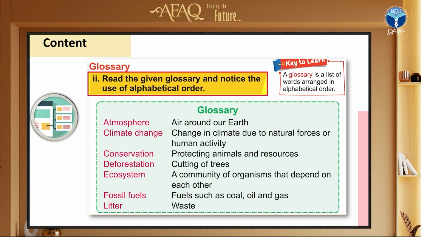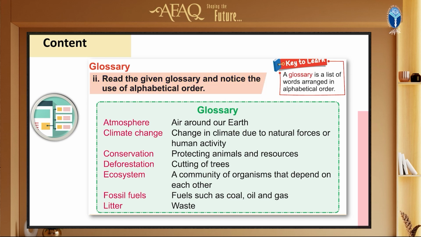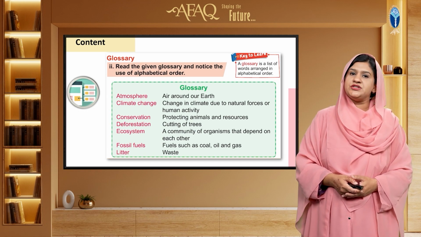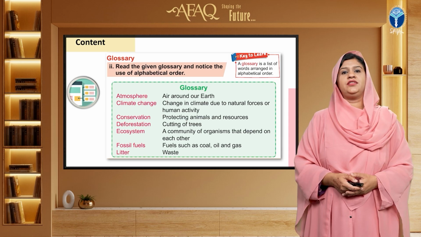Read the given glossary and notice the use of alphabetical order. So here is a glossary, atmosphere, and the meaning is given. Then climate change with the meaning, conservation, deforestation, ecosystem, fossil fuels, and litter. All these words are arranged in alphabetical order, followed by their meanings.